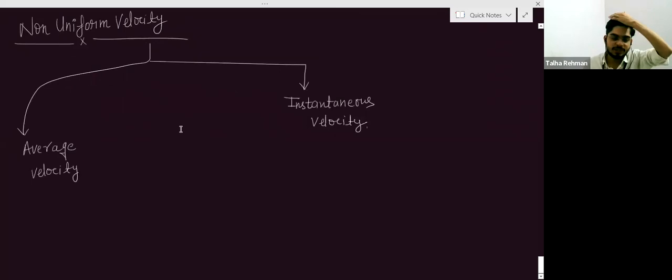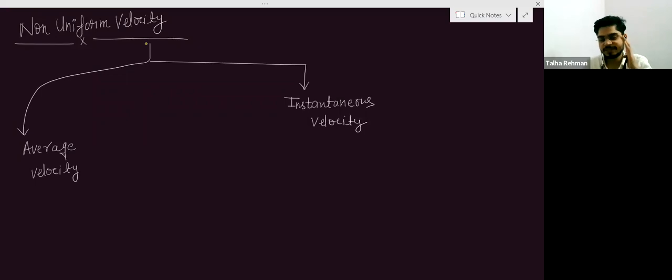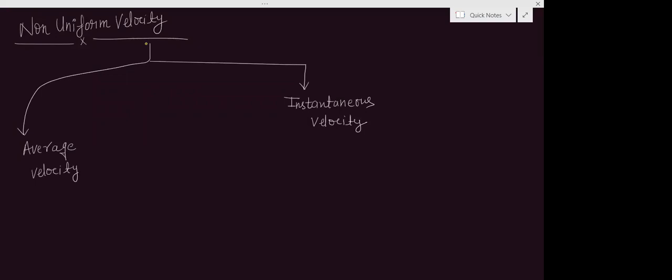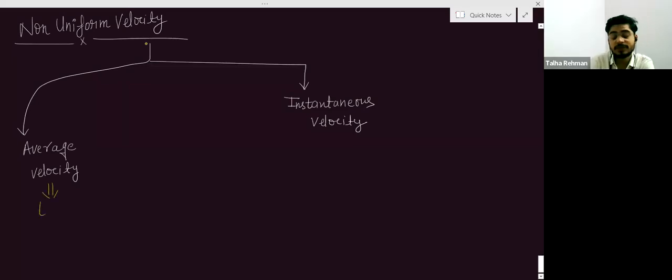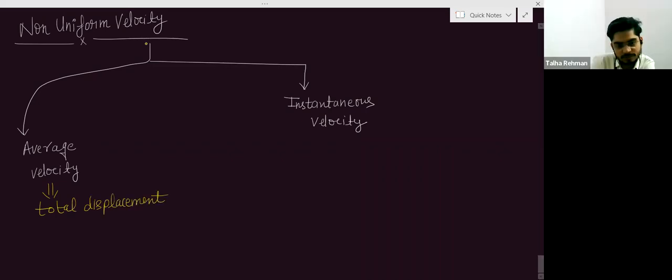So average velocity is nothing. What is the formula of the velocity? Distance divided by time, no, not the distance. The formula of the velocity was displacement divided by time. For average velocity, what you will write? Total displacement divided by total time. Total displacement, not distance. Total displacement divided by total time. This is the formula.